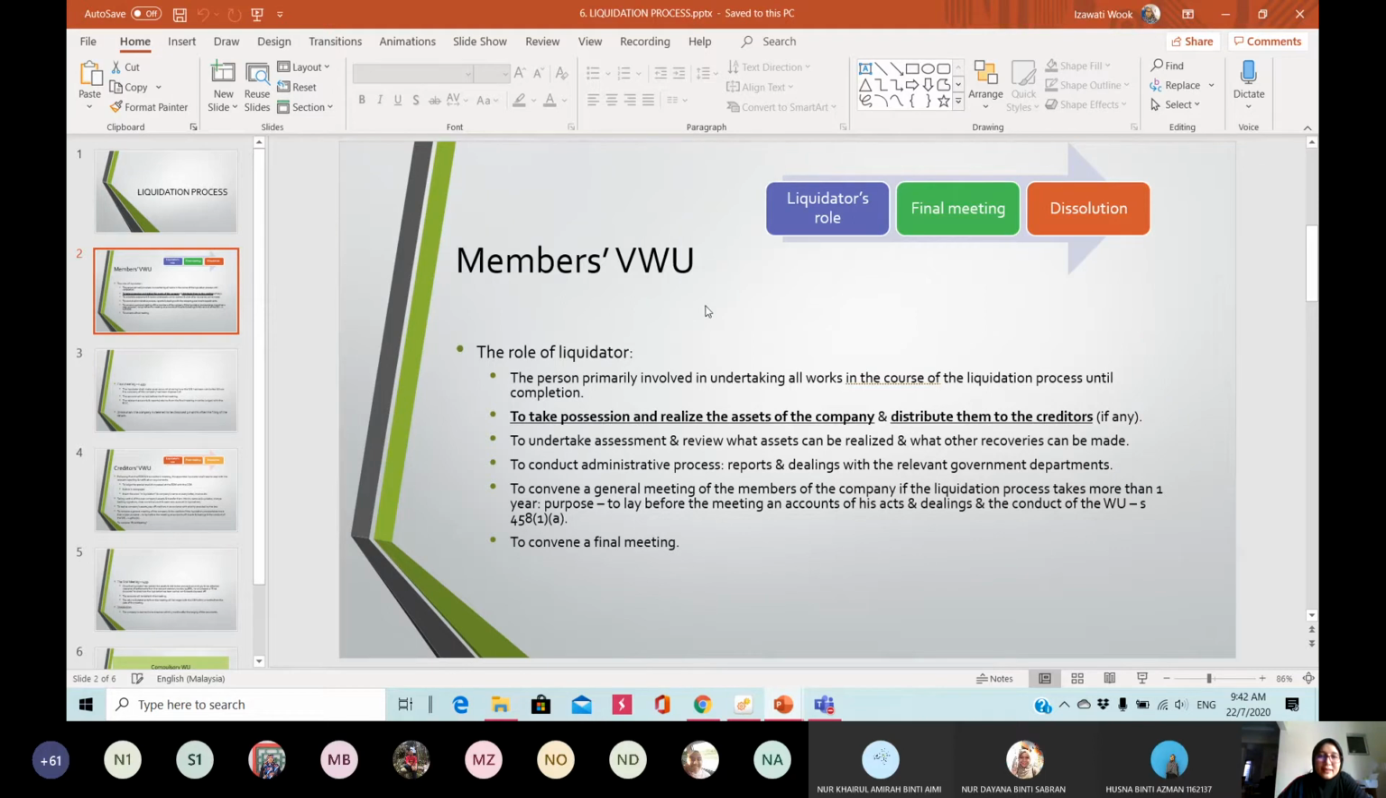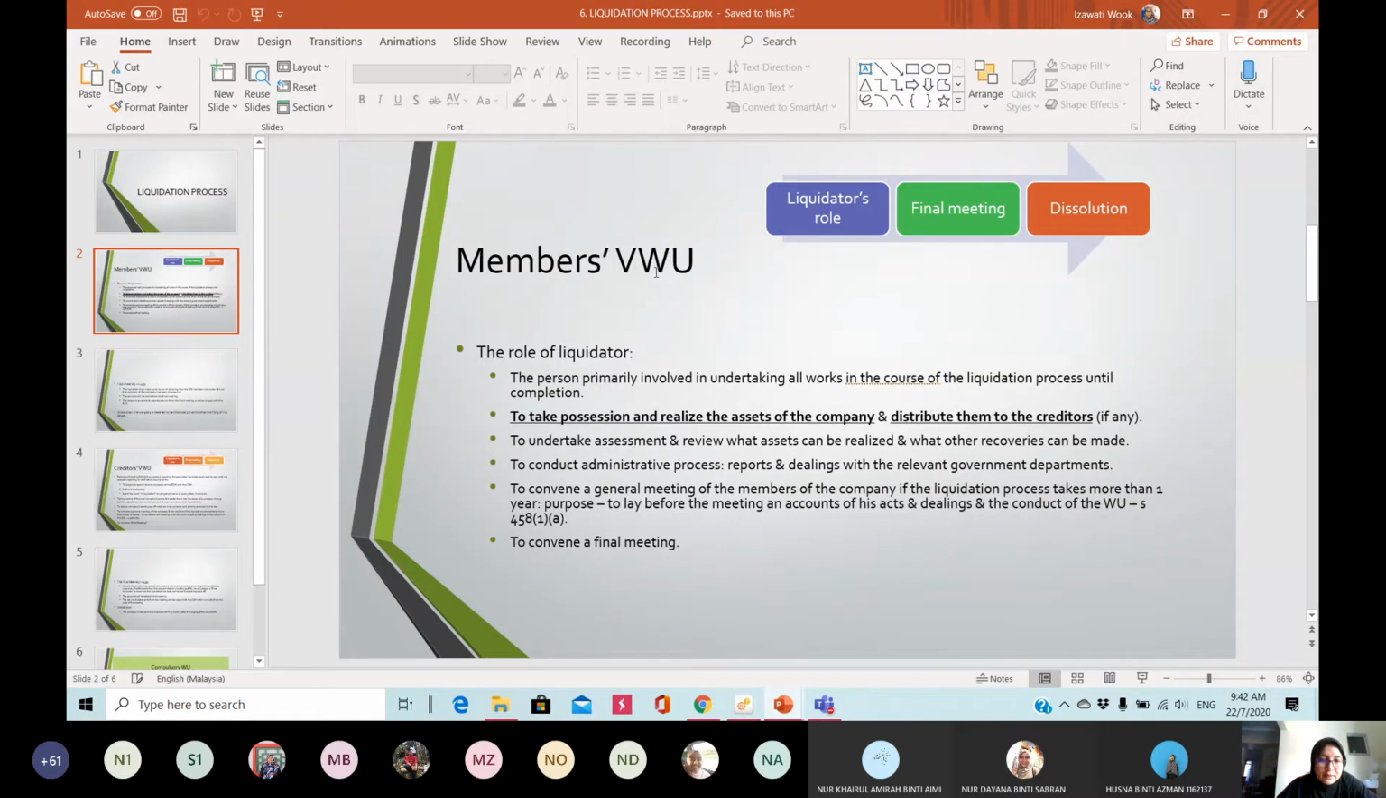Basic idea, we will look at the liquidator's role. Okay, and then the liquidator will conduct a final meeting for the company. Then the liquidator will manage the dissolution of the company. So it involves filing of the documents at the ROC. So basic idea, we look briefly at how it is made.